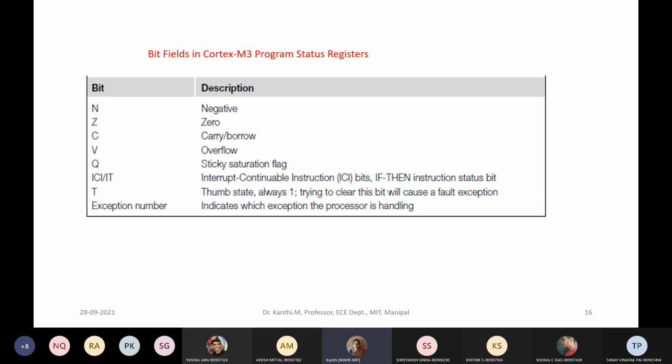NZCV are your flags, and ICI/IT is the interrupt continuable instruction bits, whether you want to continue with the instruction for the interrupts, that is the if-then instruction status bit. Then I have a T which says Thumb; trying to clear this bit will cause a fault exception. So the Thumb state is always 1. And the exception number indicates which exception the processor is handling, in the different modes.